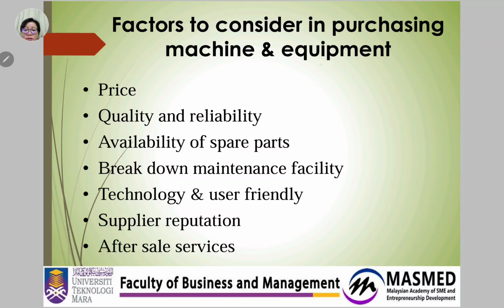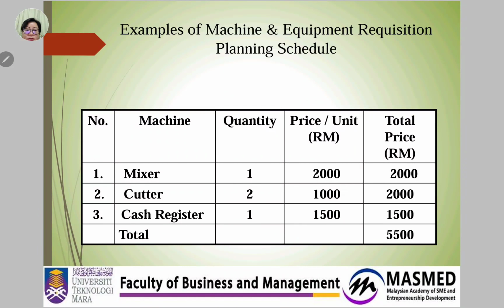Please refer to the factors to consider. For the supplier, you can just put the name of the supplier here. You can create another column for supplier, who is the supplier selling the mixer to you, the one selling the cutter to you, and also the cash register. List properly. Think first about what machines are needed.